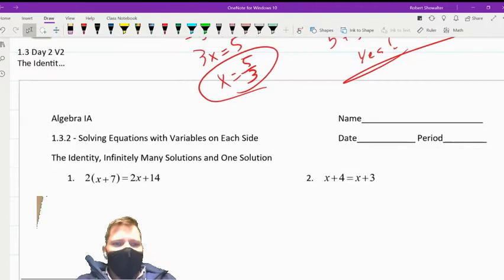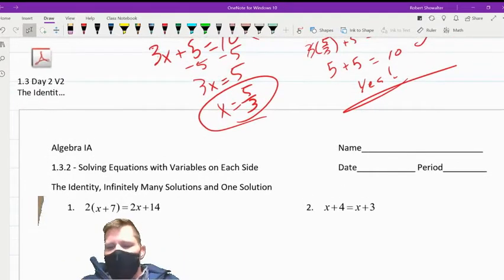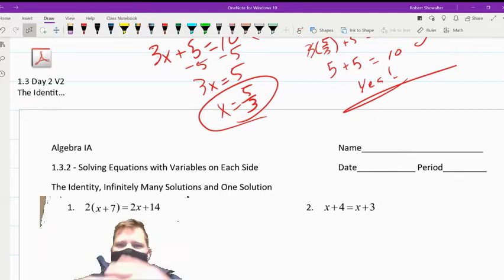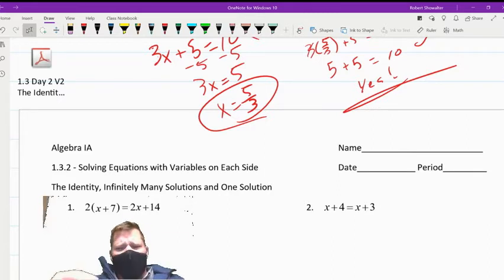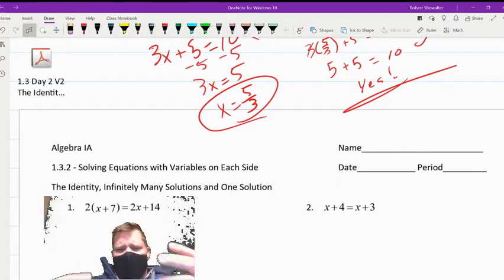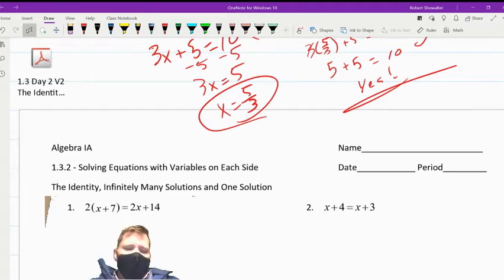Here's the situation. You've seen this before last year, but I want to emphasize it one more time because it's super important. It's a concept in math that comes up throughout all of math. In particular, what happens when there are infinitely many solutions, and what does that even mean? That's what we're looking at right now.